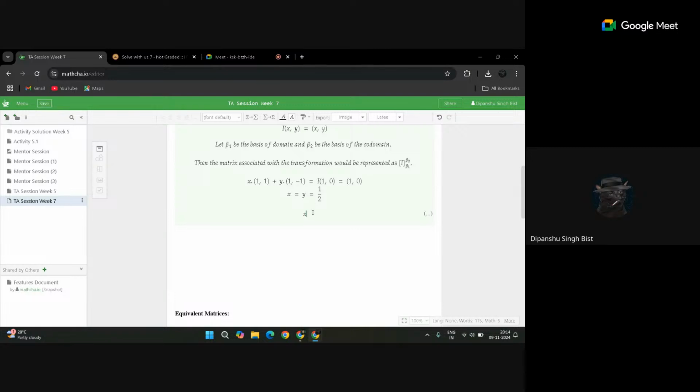Now similarly, I have done it for (1, 0), I'll do it for (0, 1) as well. So I'll do x times (1, 1) plus y times (1, -1) is equal to I of (0, 1), and that is going to give me (0, 1) again. So from here the value of x would be 1/2, I guess. Again, sorry, my bad. The value of x would be 1/2, and the value of y is going to be -1/2. Is it fine?